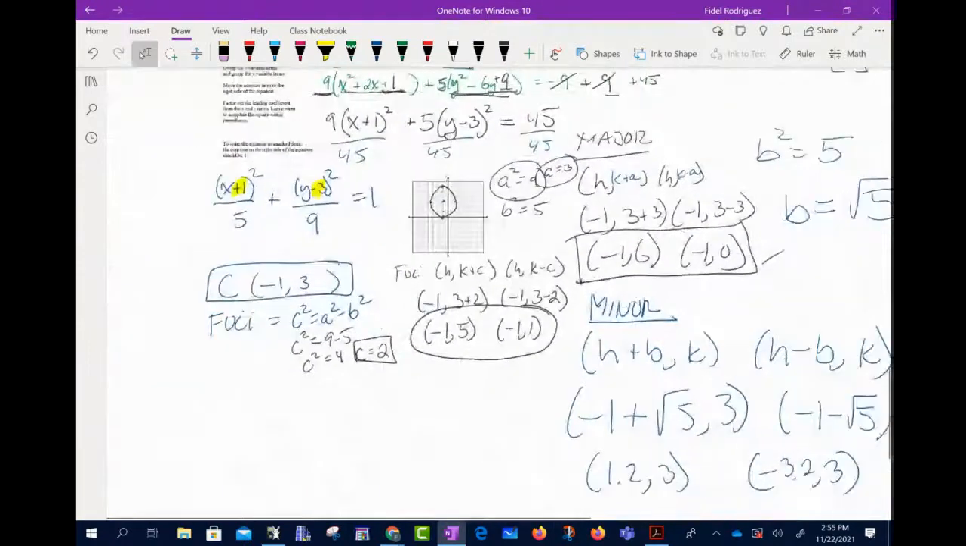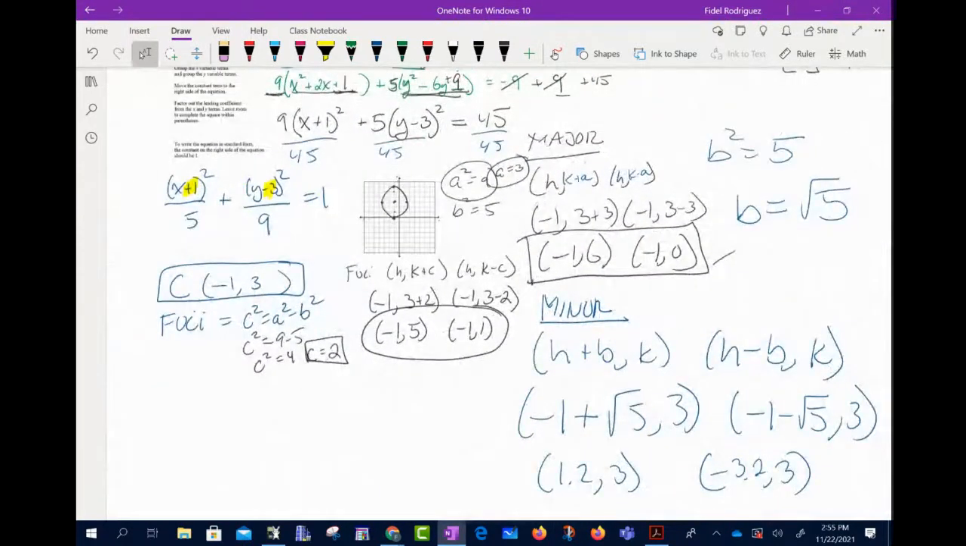What do you think? Ellipses you can handle? Not too rough? It's basically as long as you have that information there, like how do you find the center and the vertices and that kind of stuff.